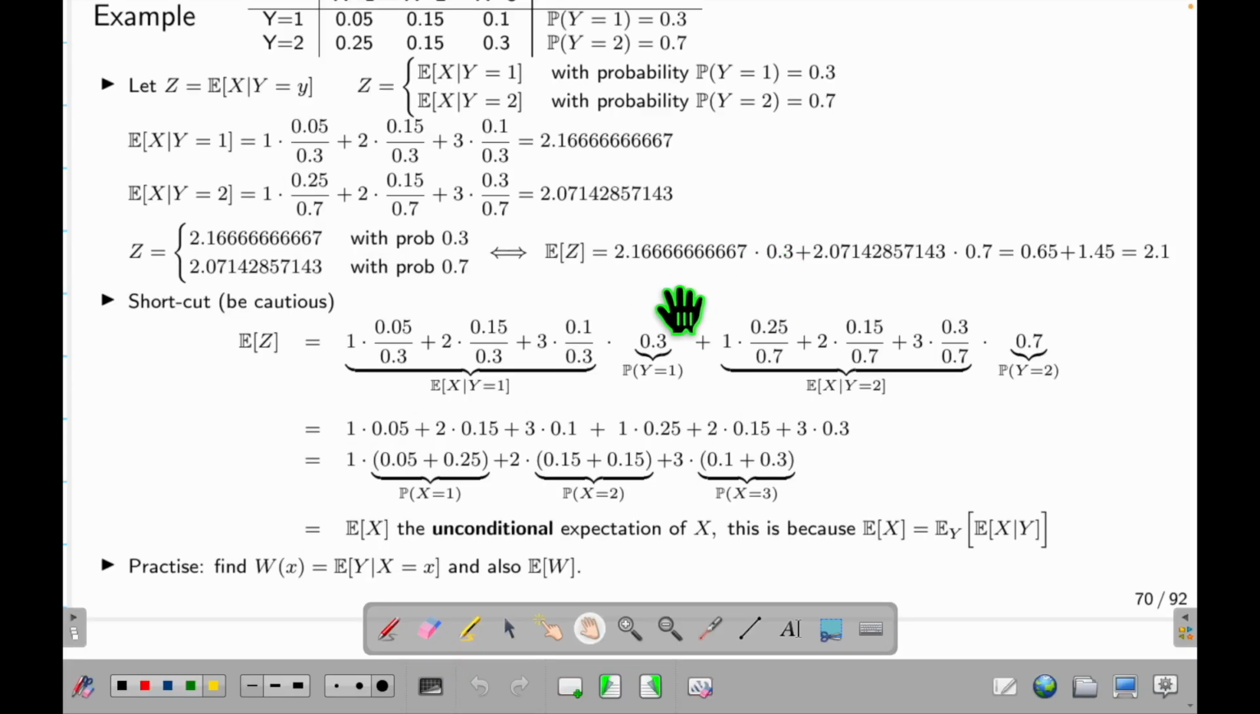And now here's a funny thing. So what is this 2.166 thing? This 2.166 thing is basically the expected value of x given that y is 1. So that is this expression. And this 0.3 is the probability that y is 1, which is this. So we have this expression. So EZ is this long expression.